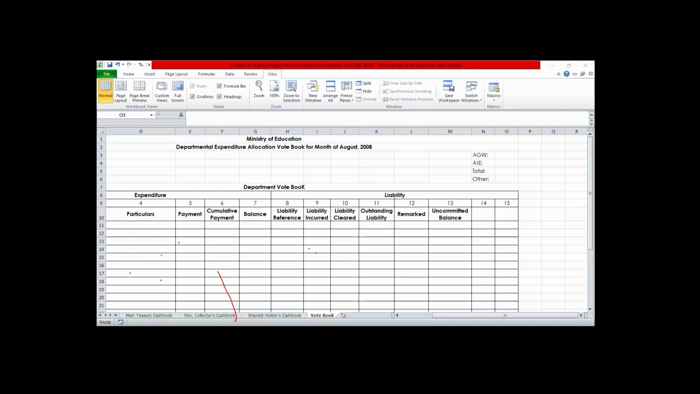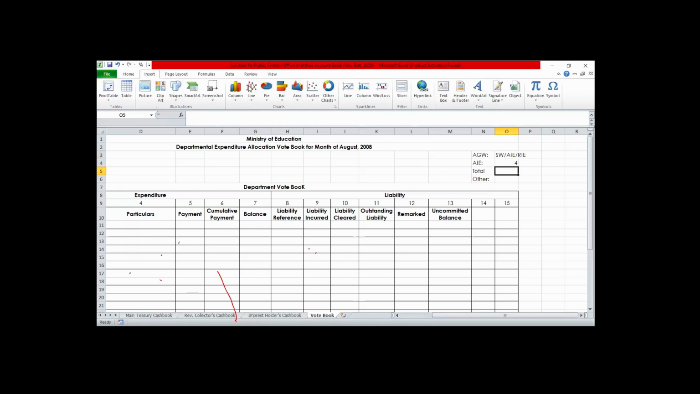Now, that will also come to this part. This one, SW/AIE/RIE. The number given to you is what? It is 04. Is that not so? 04. That's for the authorization to take place. Then the amount given to you is how much? 1 million.